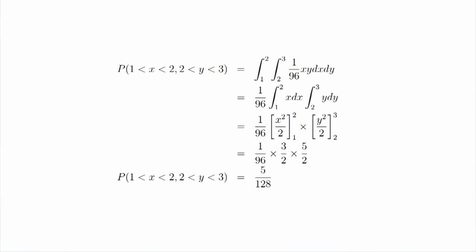Now, we compute the probability of 1 < x < 2, 2 < y < 3, which is equal to the integral from 1 to 2, integral from 2 to 3 of 1/96 xy dx dy, which is equal to 1/96 into the integral from 1 to 2 of x dx into the integral from 2 to 3 of y dy, which is equal to 1/96 into x²/2 in the limits 1 to 2 into y²/2 in the limits 2 to 3, which is equal to 1/96 into 3/2 into 5/2. Therefore, the probability of 1 < x < 2, 2 < y < 3 is equal to 5/128.